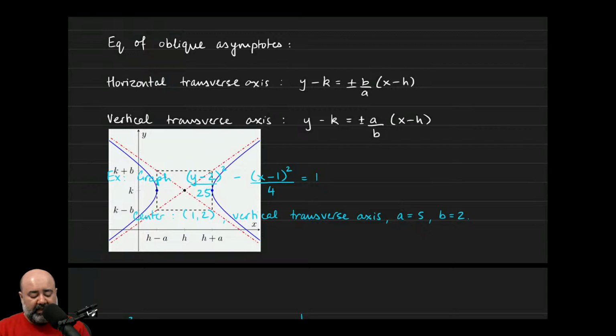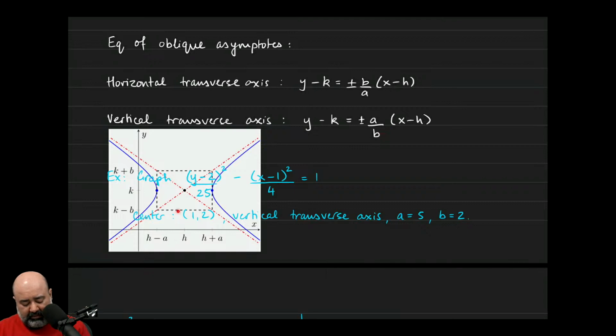So we can generalize finding the oblique asymptote equations. If we have a transverse axis that's horizontal, then it's going to look like y minus k equals plus or minus b over a, the minor axis over the major axis, times x minus h. And if we have a vertical transverse axis, it's going to be the same equation, except it's going to be the reciprocal of b over a, and that's going to give us a over b.